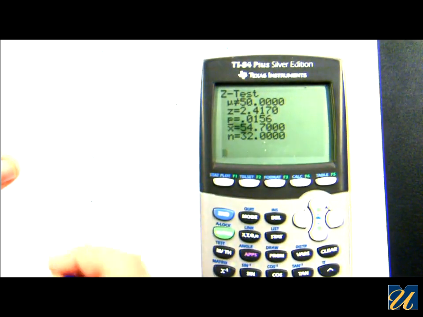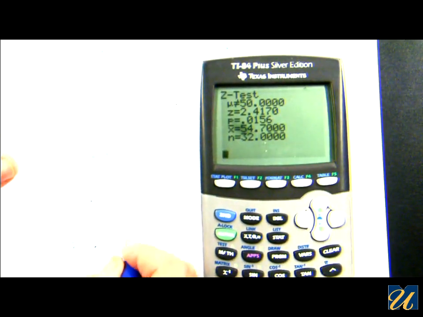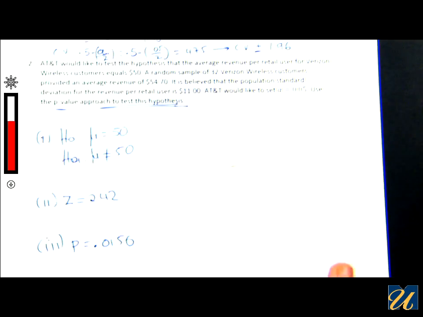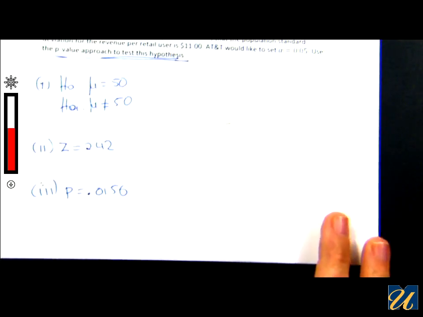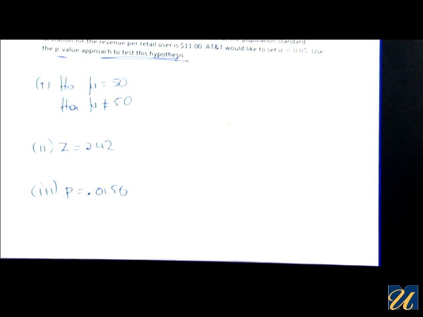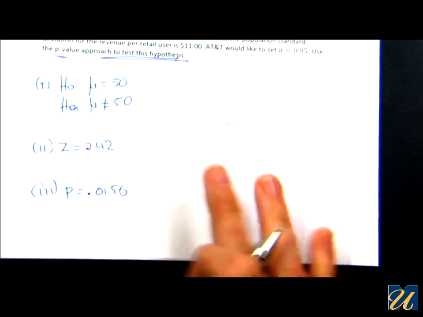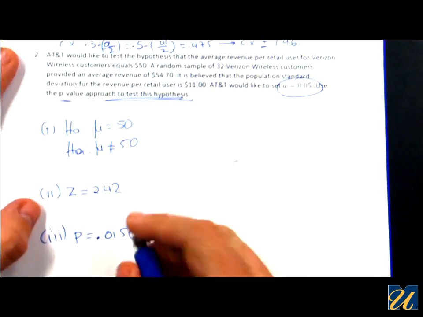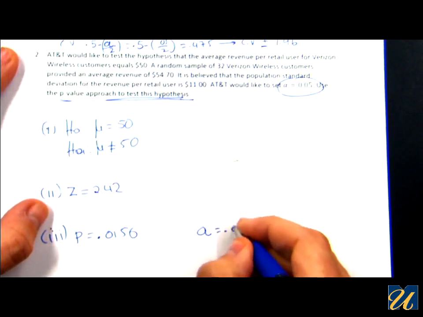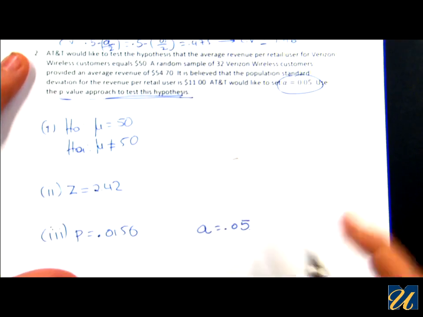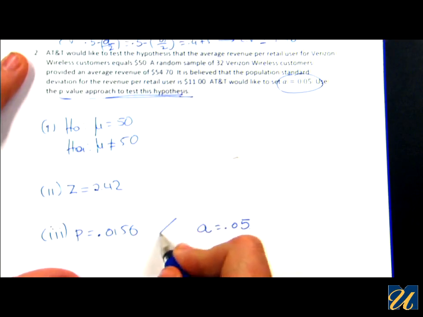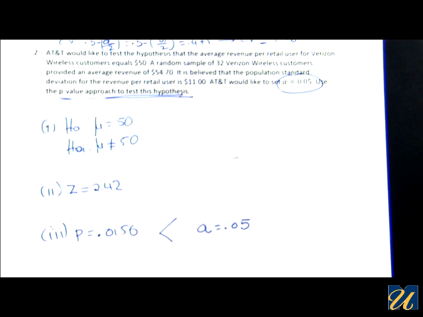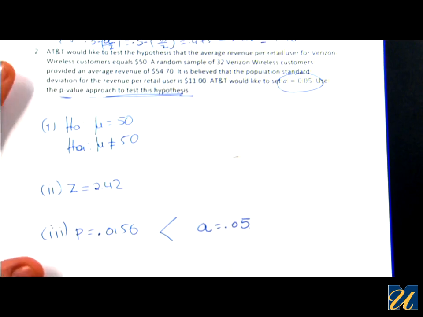And I also have the p-value right here, where the p-value is equal to 0.0156. So all I need to do is take the p-value and compare it to alpha. Once again, alpha is 0.05. So alpha is equal to 0.05. 0.05 is greater than 0.0156. Since the p-value is less than alpha, then we reject the null hypothesis.